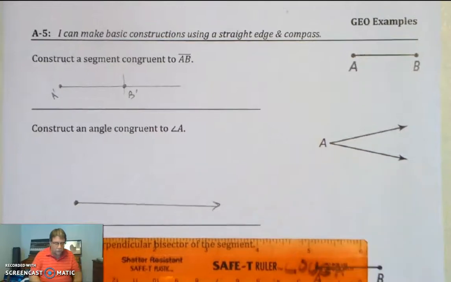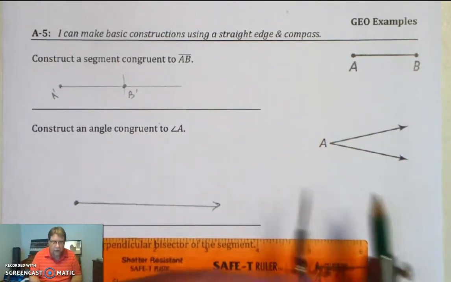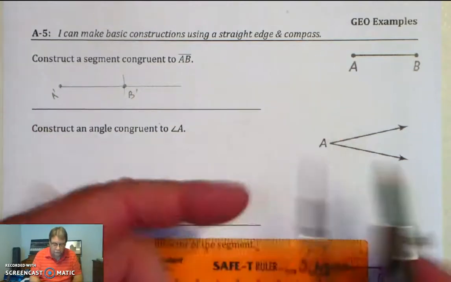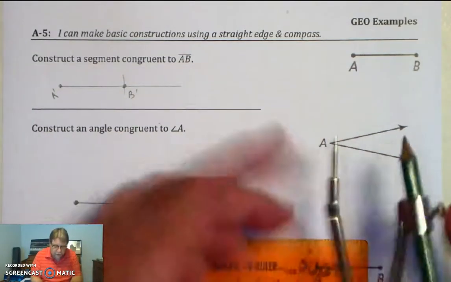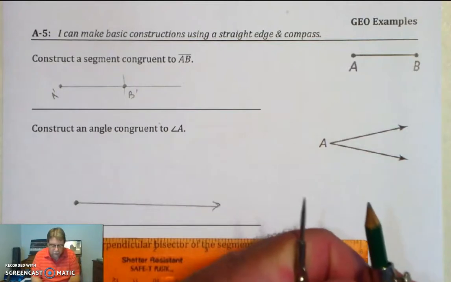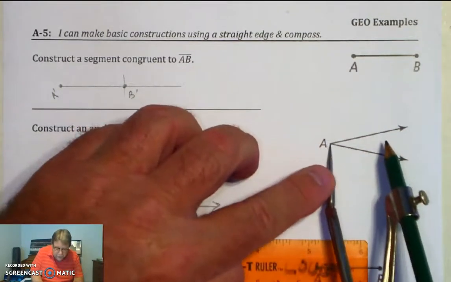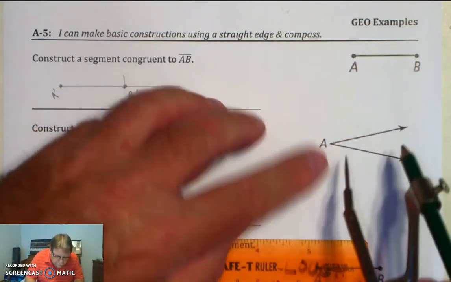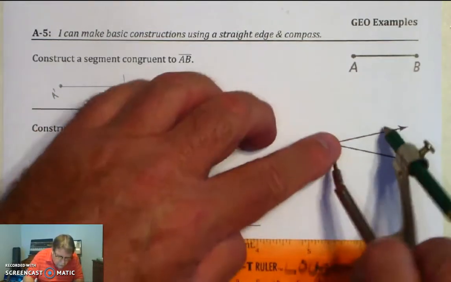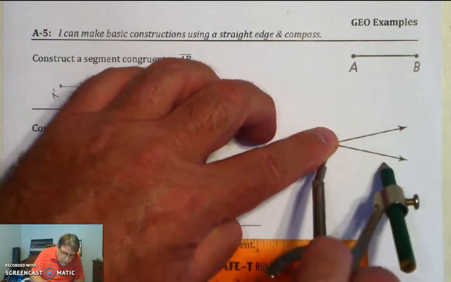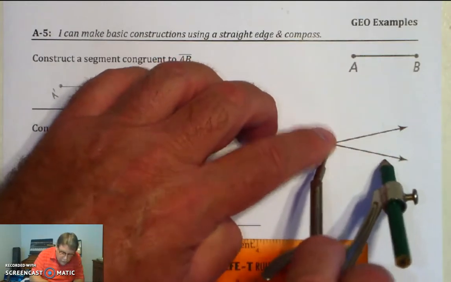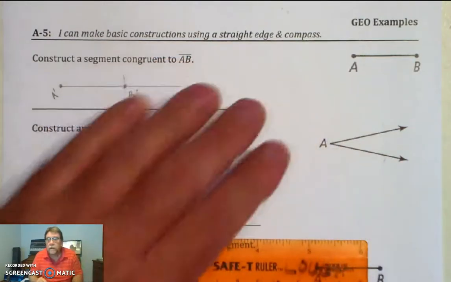Okay, the next thing I'm going to do is I'm going to simply take my compass. It doesn't really matter how far apart I put it. I just want to intersect. I'm going to make it a little bit smaller. I'm going to put the end on the vertex, and I'm going to simply sweep an arc through both parts of the angle like that. Hopefully you can see that.